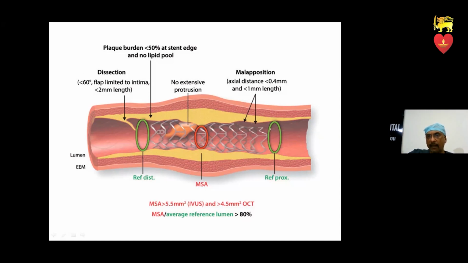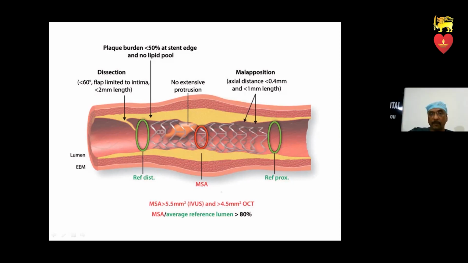Malapposition. If you have a malapposition with an axial distance of less than 500 microns and less than 1 millimeter in length, do not touch it. If it is more than 400 microns and more than 1 millimeter in length, and if it is anatomically possible, then we need to tack up, we need to post-dilate this stent. Suppose it's not anatomically possible, we have no choice, we may have to leave it alone.